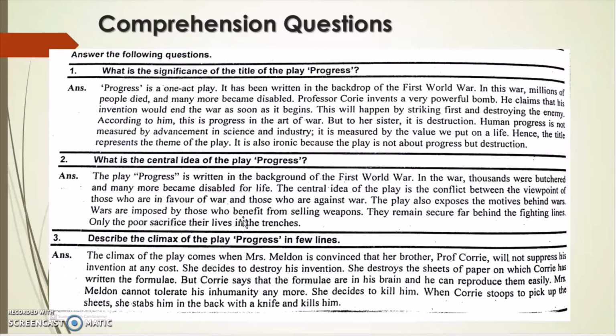Wars are imposed by those who benefit from selling weapons. They remain secure far behind the fighting lines. Only the poor sacrifice their lives in the trenches. So war is basically about profits, about making money.